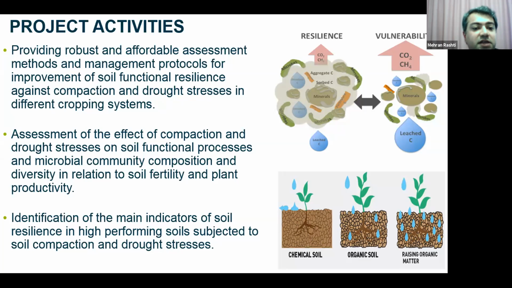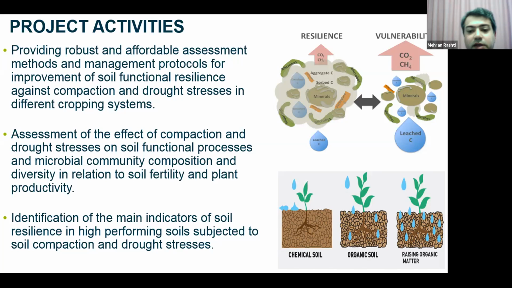What is the objective? We're trying to provide robust and affordable assessment methods for measuring soil functional resilience against compaction and drought stresses. We're trying to assess the effect of compaction and drought stresses on soil functional processes, microbial community composition and diversity in relation to soil fertility and plant productivity. As you know better than me, soil physical and chemical processes are more resilient to changes in environmental systems, but the main thing that makes soil alive is soil biological properties, which are really sensitive to environmental stresses.